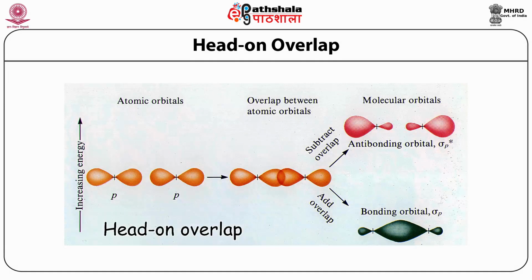So till now we have discussed the head-on overlap for the s orbitals. Now here we have these p orbitals which are having the head-on overlap, that is the overlap between the atomic orbitals. So here they can have a subtract overlap, which is shown by the upper figures, that is the pink ones, having the molecular orbitals which are the anti-bonding orbital sigma p star, and they can have the add overlap forming the bonding orbital shown by the green one represented by sigma p.